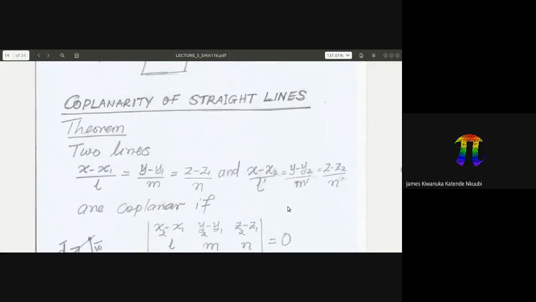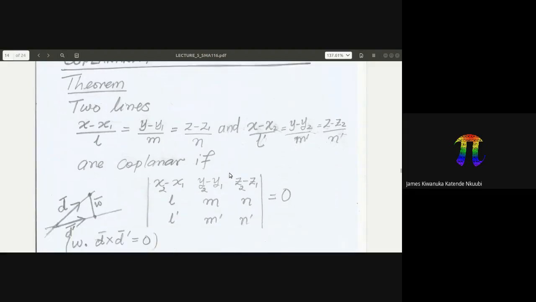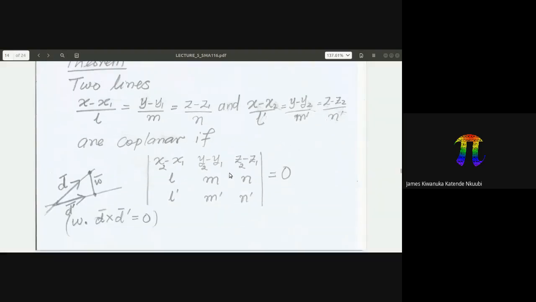Now we want to check how do we know if two lines are on the same plane? So that's what we mean by coplanarity. So how do we know when two lines are on the same plane? This is true if the following relationship holds. If these are the two lines, then if the determinant of this matrix is equal to 0, then it means the two lines are on the same plane.